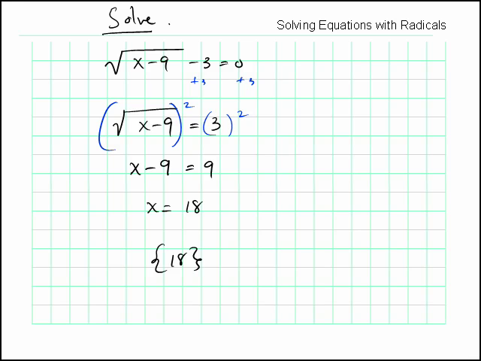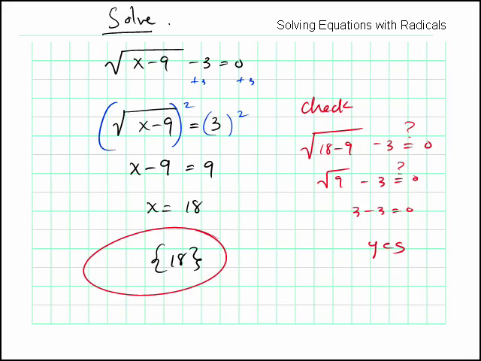Let's do a quick check just to make sure. If I plug 18 into the original problem, is the square root of 18 minus 9 minus 3 equal to 0? Well, it's the square root of 9 minus 3. That is 3 minus 3, and that does equal 0, so yes, it works. 18 is indeed our solution.